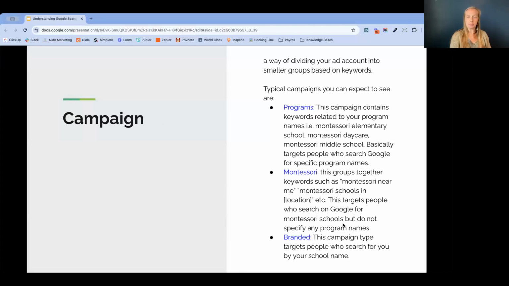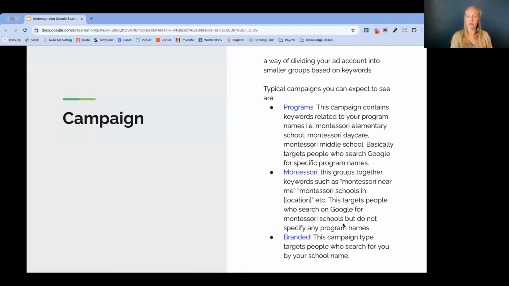So a campaign is a way of dividing your ad account into smaller groups based on the keywords. This is where you want to have someone build your ads that knows what they're doing to build these campaigns. Typically, here at Nido Marketing, we have 3 typical campaigns that we build: a program campaign, a Montessori campaign, and a branded campaign.